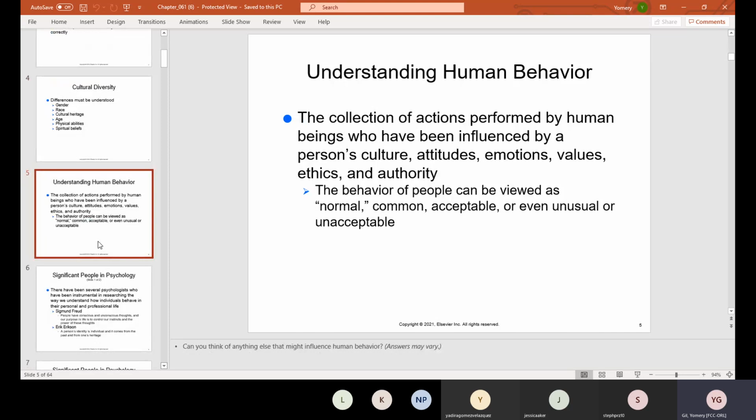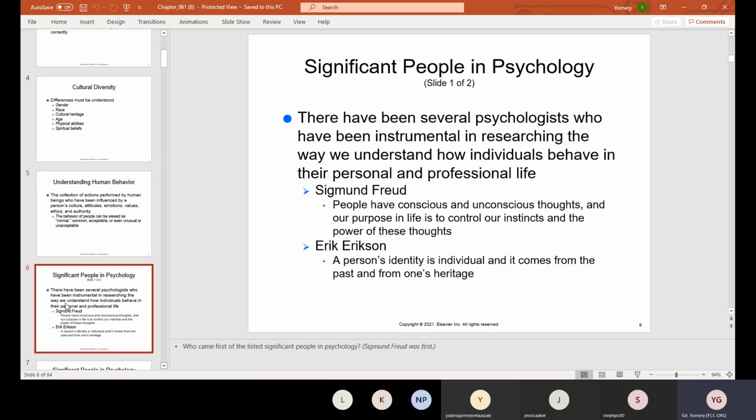Okay, understanding human behavior. The collection of actions performed by human beings who have been influenced by a person's culture, attitudes, emotions, values, ethics, and authority. The behavior of people can be viewed as normal, common, acceptable, or even unusual or unacceptable.